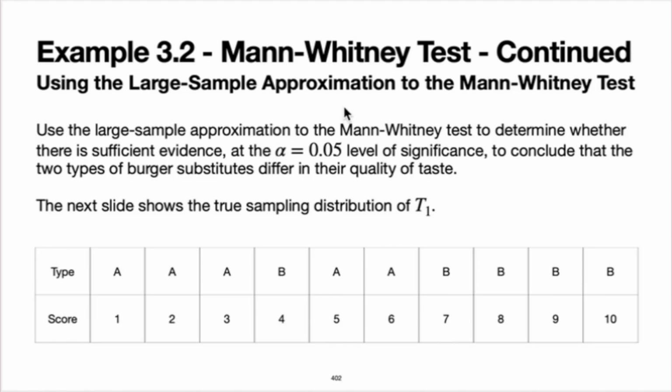The question we're going to answer is, use the large sample approximation to the Mann-Whitney test to determine whether there is sufficient evidence at the 0.05 level of significance to conclude that the 2 types of burger substitutes differ in terms of their quality of taste. Again, let me show you, for this particular situation, what the true sampling distribution of T looks like. Now remember, we do not have what we would typically consider to be a large sample. We've got a sample of size 10. We've got 5 observations from sample 1 and 5 observations from sample 2.